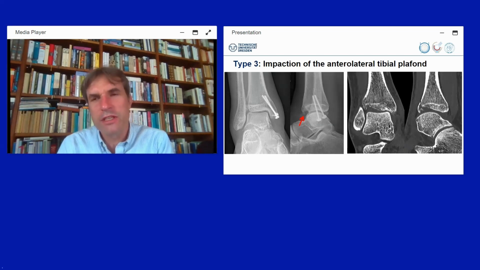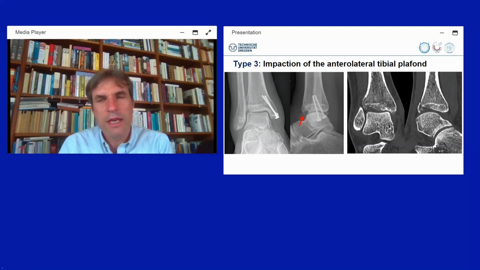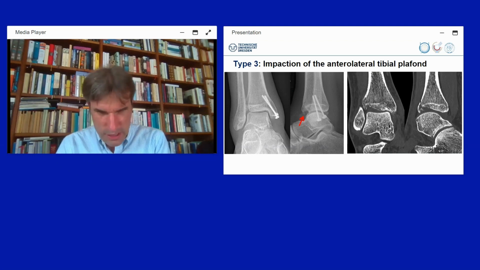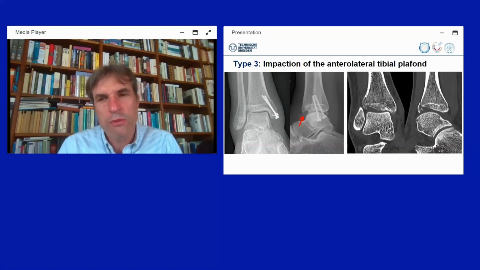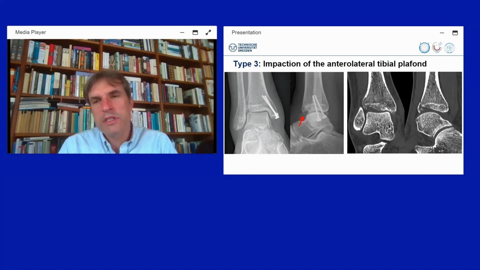Finally, those with impaction, I believe they should always be fixed because otherwise this will be unstable, the joint will be incongruent. And we saw some interesting cases in the session just 2 hours ago where this led to a valgus deformity of the ankle. And this can also, of course, lead to post-traumatic arthritis.